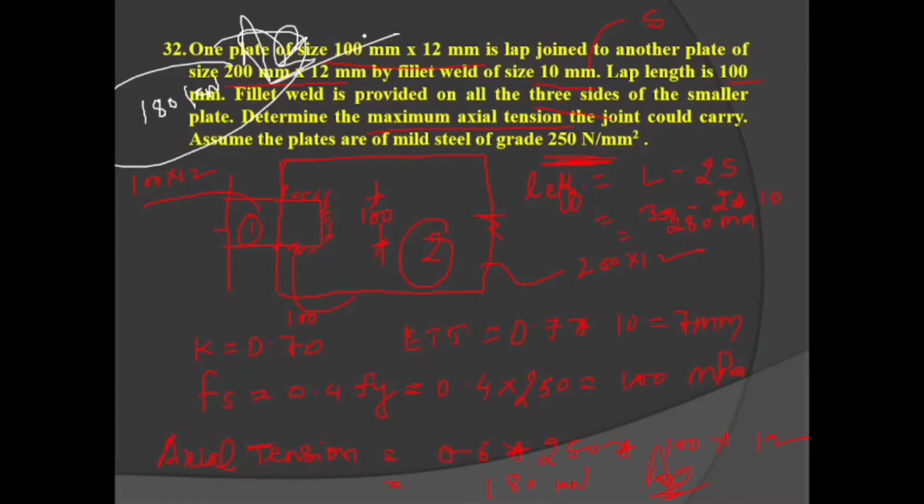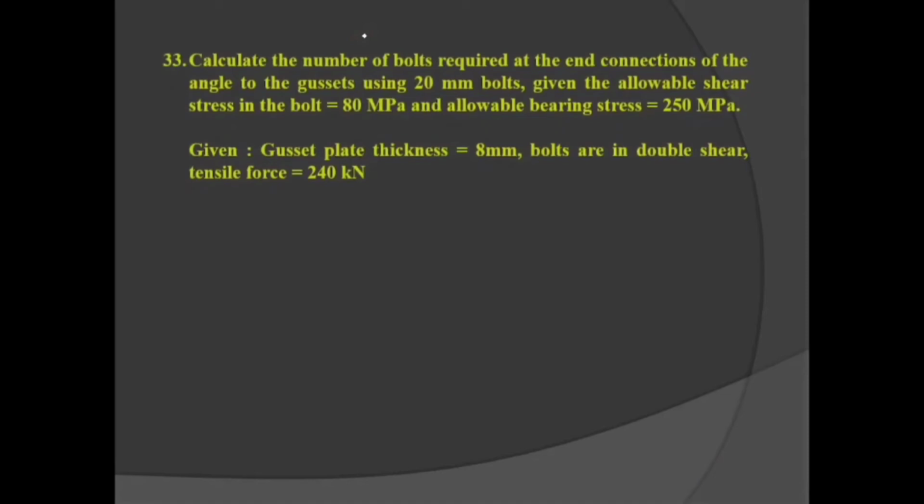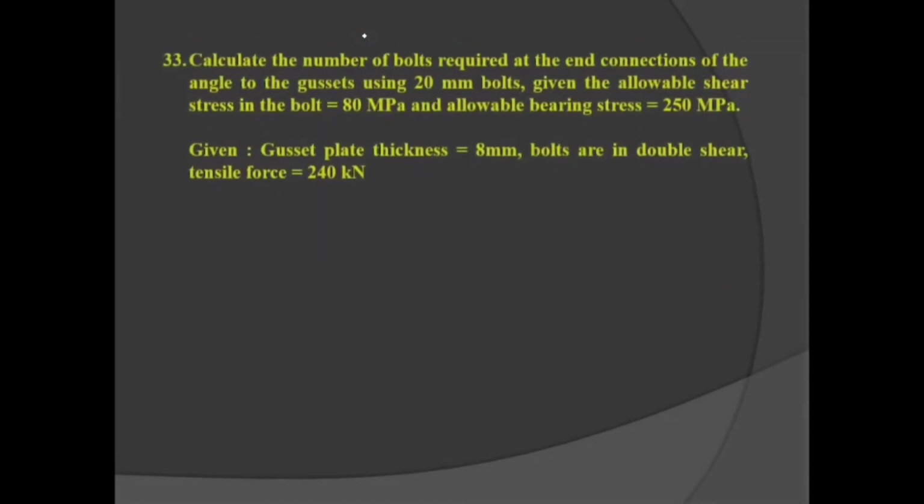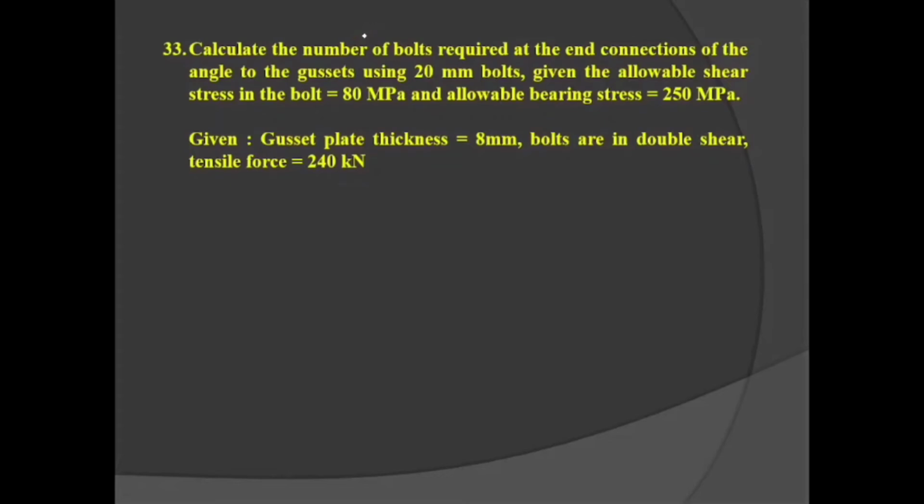Okay, that's okay. So my dear students, two questions also remain, that is question number 33 and 34. Question number 33: calculate the number of bolts required at the end connections using 20 mm diameter bolts. Allowable shear stress is given. Allowable bearing stress is given. So in general, we have to calculate the rivet value first, then the number of rivets. That will be a very simple problem. Now let's calculate.